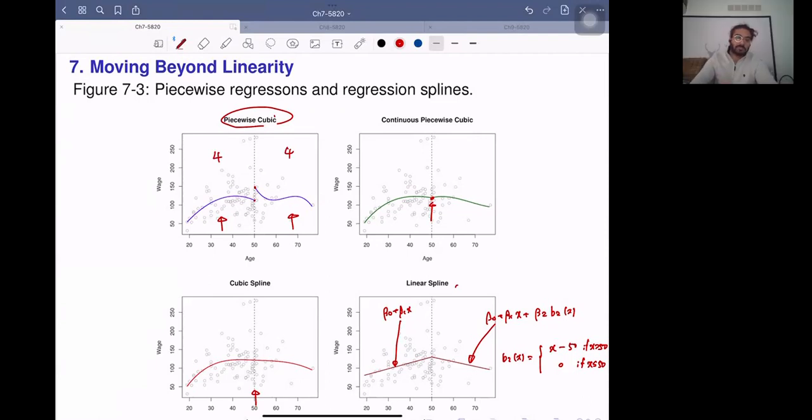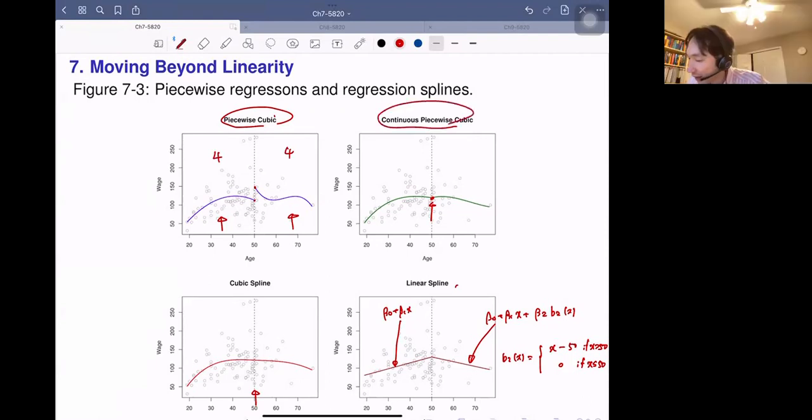So how about a more difficult one? This one, continuous piecewise cubic. That means that both pieces are cubic, but we have a restriction that it is continuous at age 50.